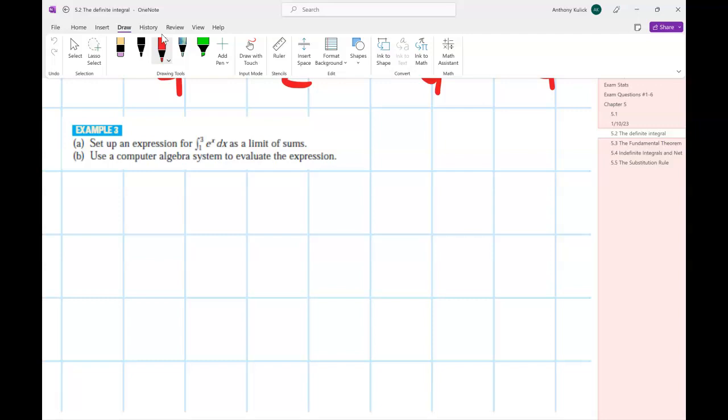So our next example here says set up an expression for the integral from 1 to 3 of e to the x dx as a limit of sums. And then part B says use a computer algebra system to evaluate this expression.